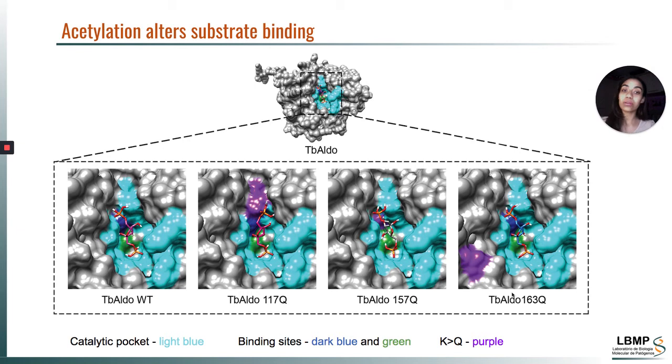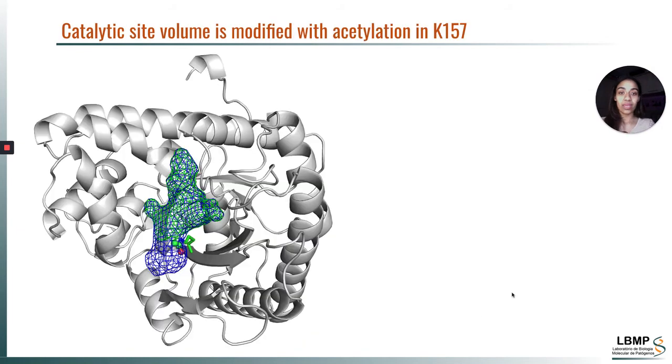So our colleagues from UNIFESP executed some molecular dynamics to see the possible structural modifications during the time of the analysis. And here we have a 3D protein structure of the native form with the pocket shown here in the blue mesh. And when we have this lysine acetylated in the position 157, we have this green mesh showing a reduction of the volume of this catalytic site.